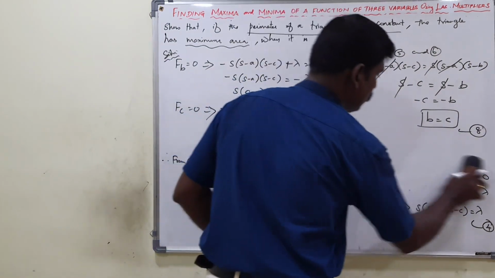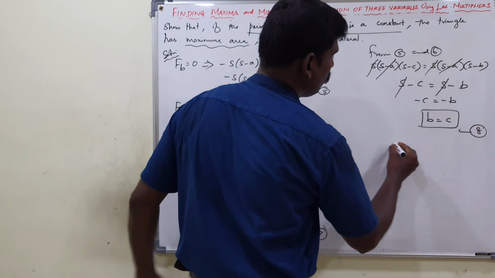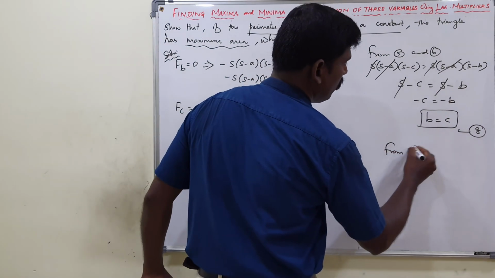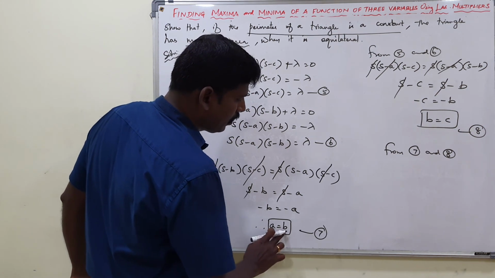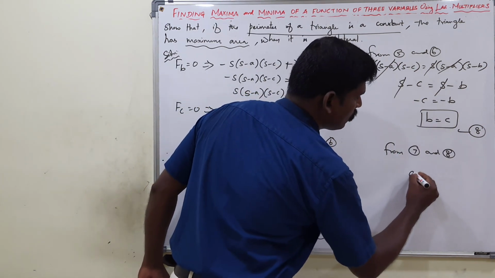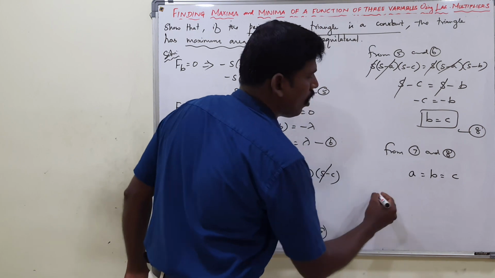From 7 and 8, what will we obtain? What we obtained here: A equal to B, but B equal to C. So A equal to B equal to C. Therefore all sides are equal.